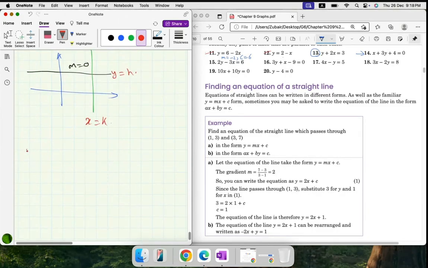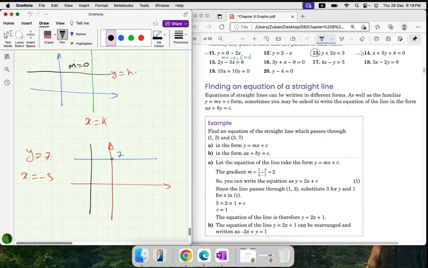For example, if we ask to sketch y is equal to 7 and x is equal to, let's say, minus 3. So first of all, we have x-axis and y-axis. y is equal to 7 is a horizontal line which intersects at 7. And x is equal to minus 3 is a vertical line which intersects the x-axis at minus 3.